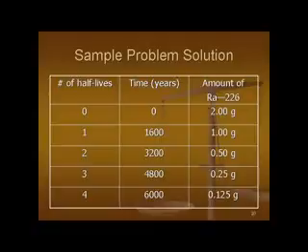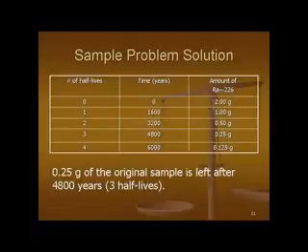The amount of radium-226, well, at the beginning you have 2 grams. After 1 half-life, you have half that left, so there's 1 gram left. At 2 half-lives, there's 0.5 grams left, and at 3 half-lives, which is 4800 years, there's 0.25 grams left. Now, if we go on from there, at 4 half-lives, it'd be 6,000 years, it'd be 0.125 grams left. But the problem asks how much after 4,800 years, and there it is, 0.25 grams. So after 4,800 years, which works out to be 3 half-lives, 0.25 grams of the original sample is left.